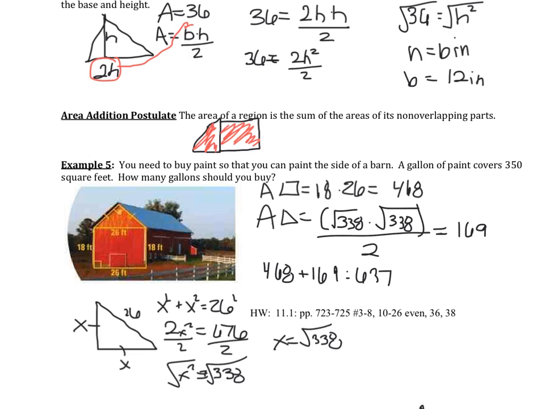And if it tells me that a gallon of paint covers 350 square feet, I'm going to take that number, 637, divided by 350, which I end up getting a decimal. I think it's like 1.82, and I know I can't buy 0.82 of a gallon. So I'm going to round up and I'm going to end up buying 2 gallons of paint.